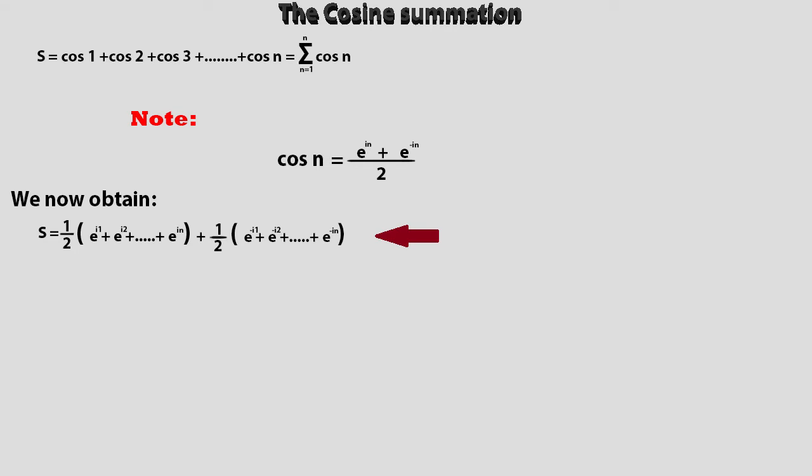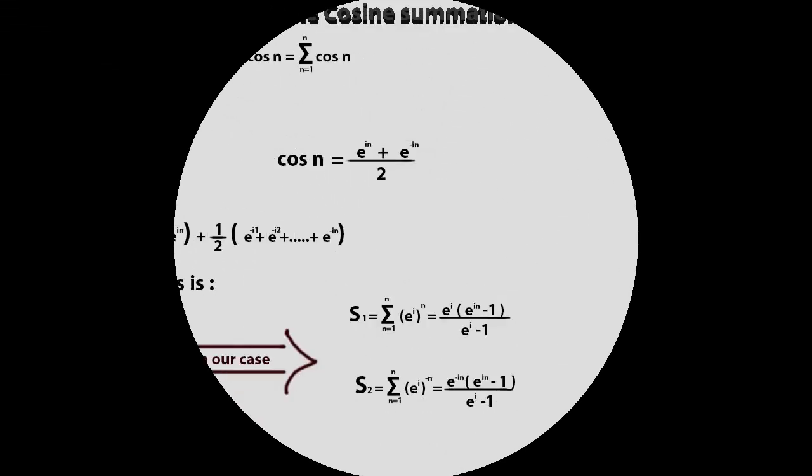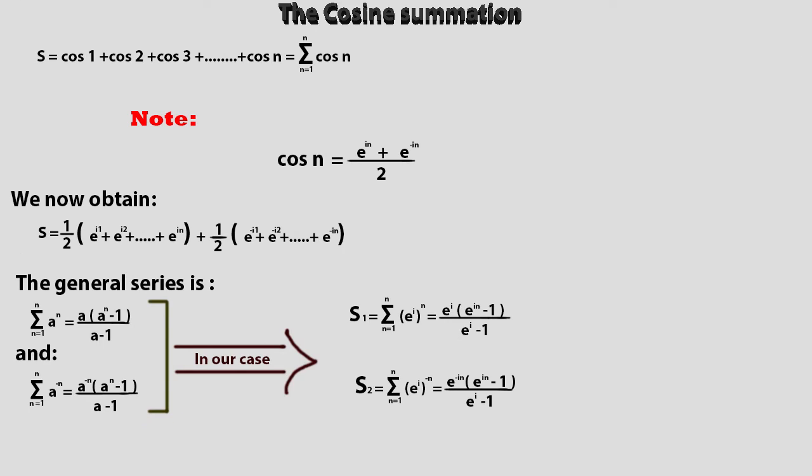So, in the brackets we have either e to the power of something positive or e to the power of something negative, so we collect all the terms in two separate rows. Now, we can see a familiar series in both the two rows, which is written using the Riemann sum, like this, where a, in our case, is e to the i, and n goes from 1 to n.